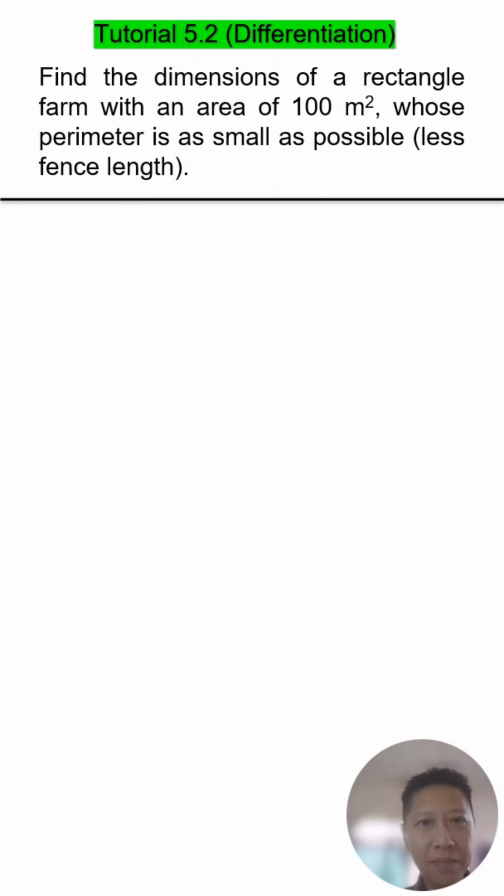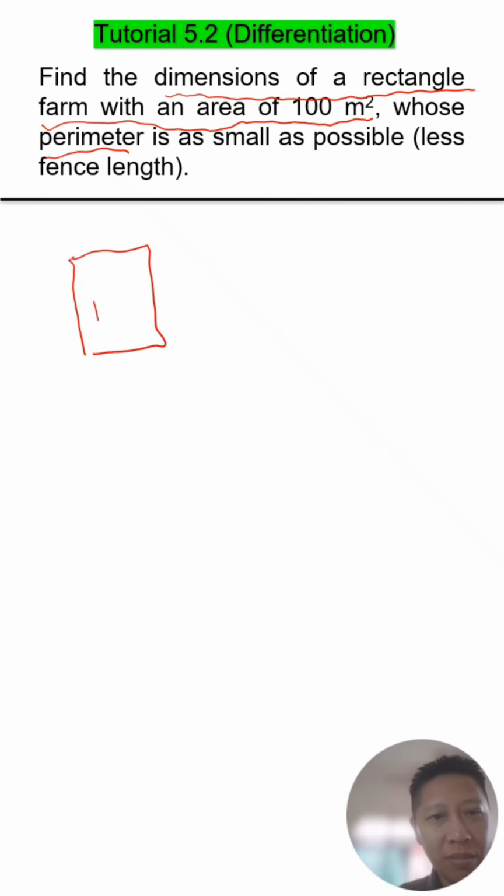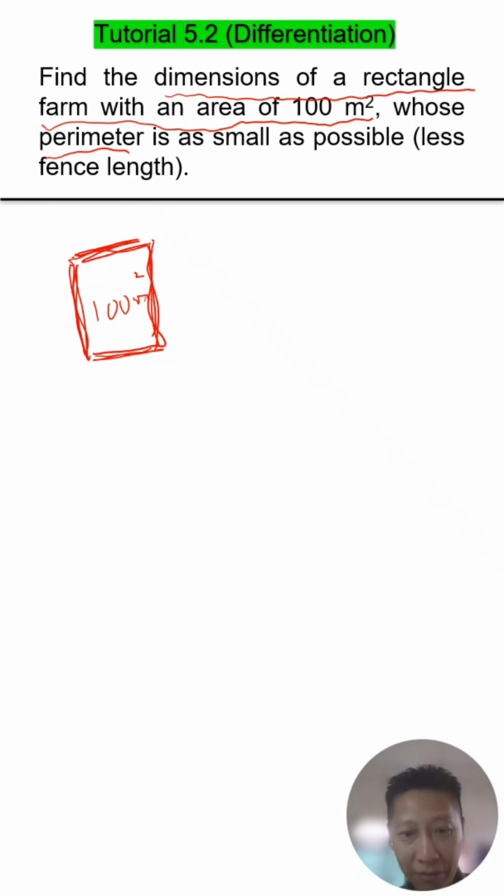Next question, tutorial 5.2. We want to find the dimensions of a rectangular farm with an area of 100 square meters. Our mission is to get the smallest perimeter length. Okay, we have a farm. It is 100 square meters. A farmer wants to build a fence covering this area, and he wants to spend as little money as possible to buy the fence. This means that we want the smallest perimeter of the fence.